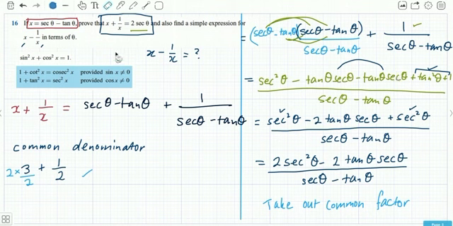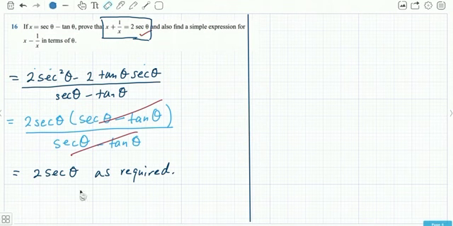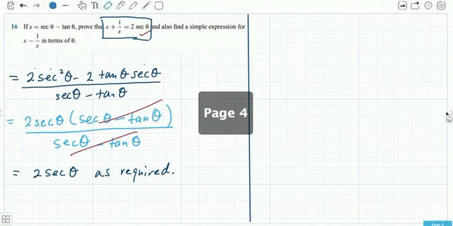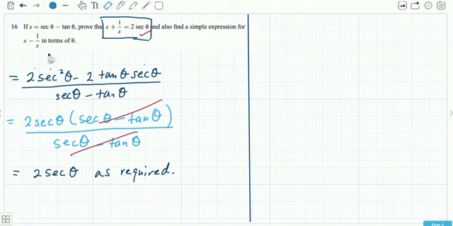I can tell you as a hint before you get started here, it's going to be just as simple an answer as the one that we got here. So we got 2 sec theta for this one. Have a go, definitely, to just test that you follow this. Try x minus 1 on x and see if you can get a simplified form for that expression.